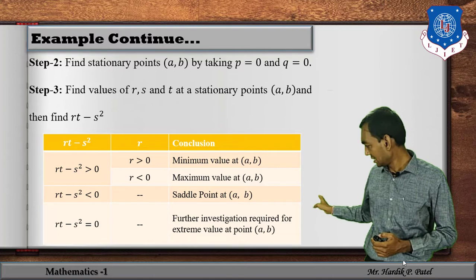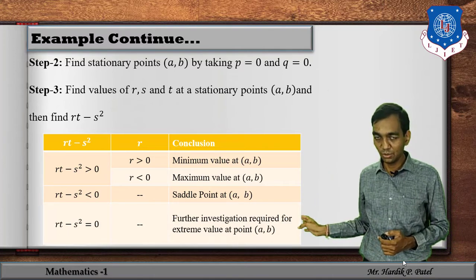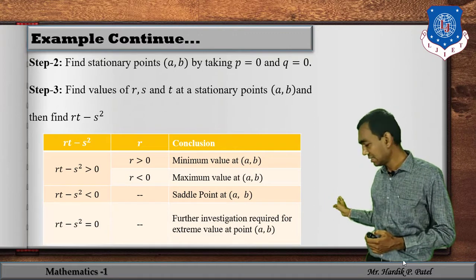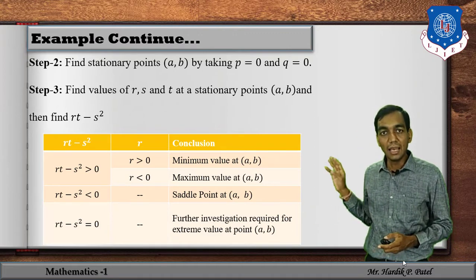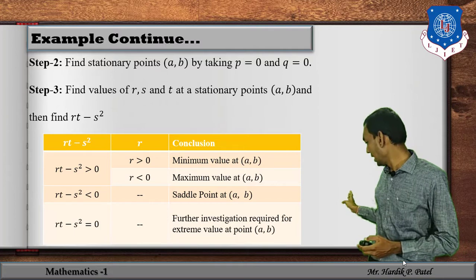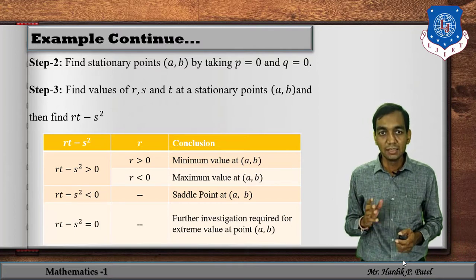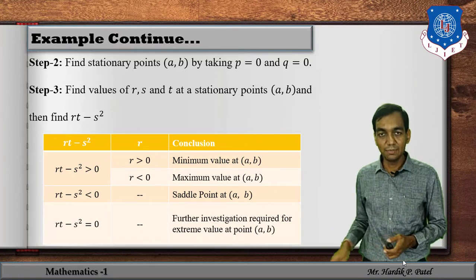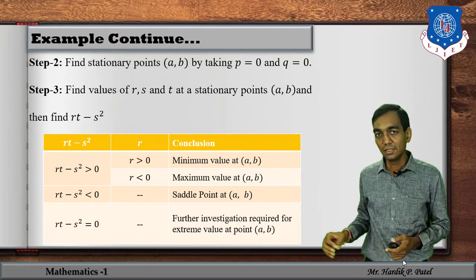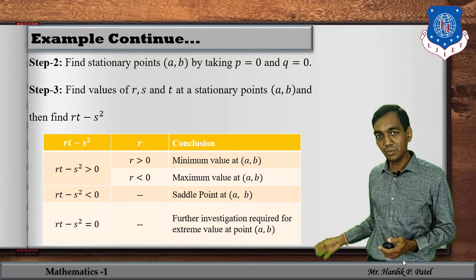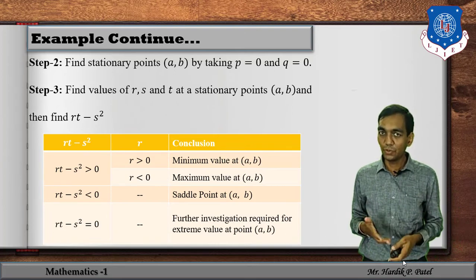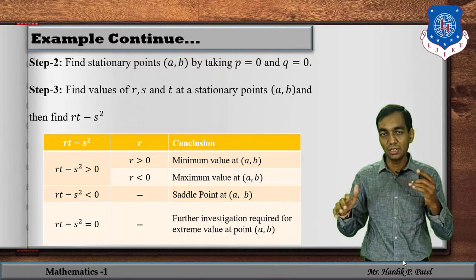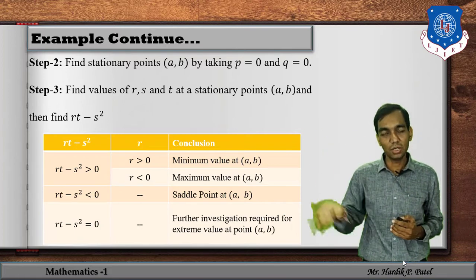In the same manner, if rt minus s square is greater than 0, and r is positive, that means r is greater than 0, then the function f has a minimum value. In the same manner, if rt minus s square is negative, then the point is called a saddle point. That means at that point your function is neither maximum nor minimum. That means it is a point which is not at a bottom or a top.